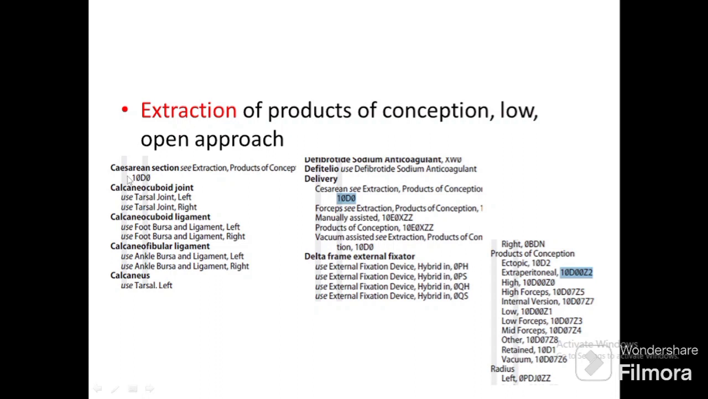So first we should search for the root operation in the index. Here there are two methods, or two ways. First, we can directly use the term delivery. Under delivery, cesarean, it is mentioned to see extraction, products of conception. So under extraction, you search for products of conception. Under products of conception, we have ectopic, extraperitoneal, high, low, mid, retained, vacuum, etc. Here our area of interest is the low C-section, so products of conception and low.